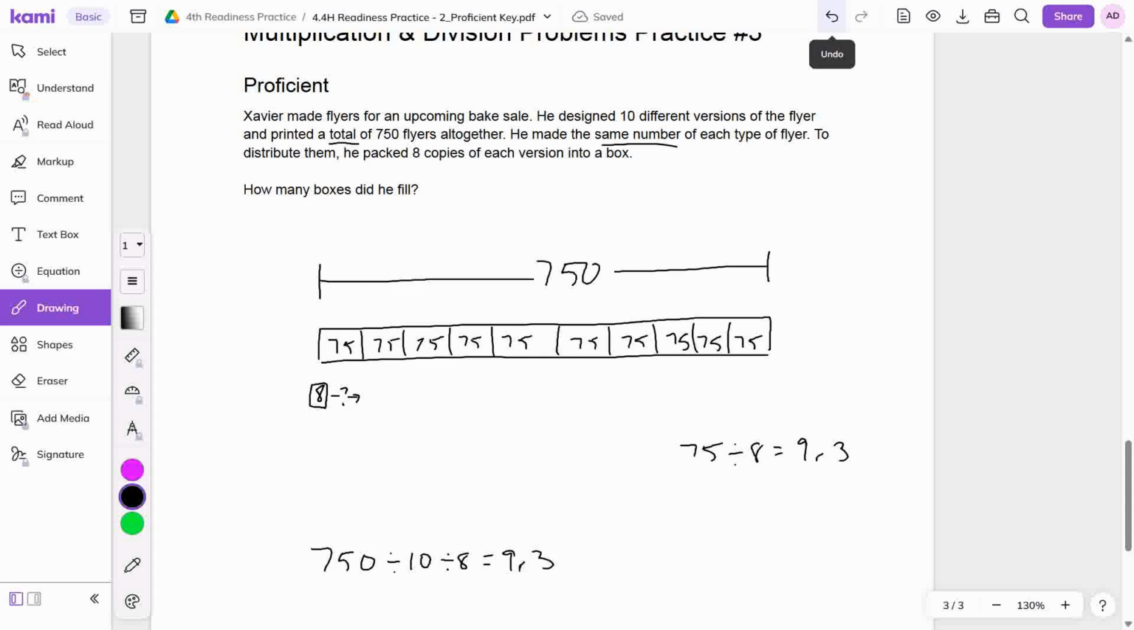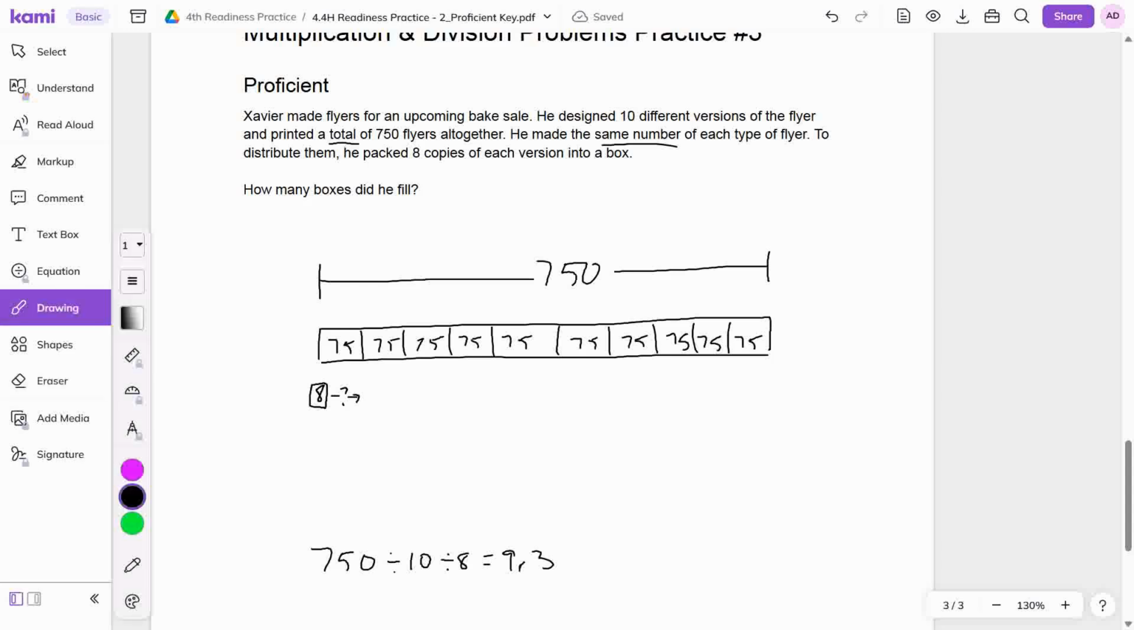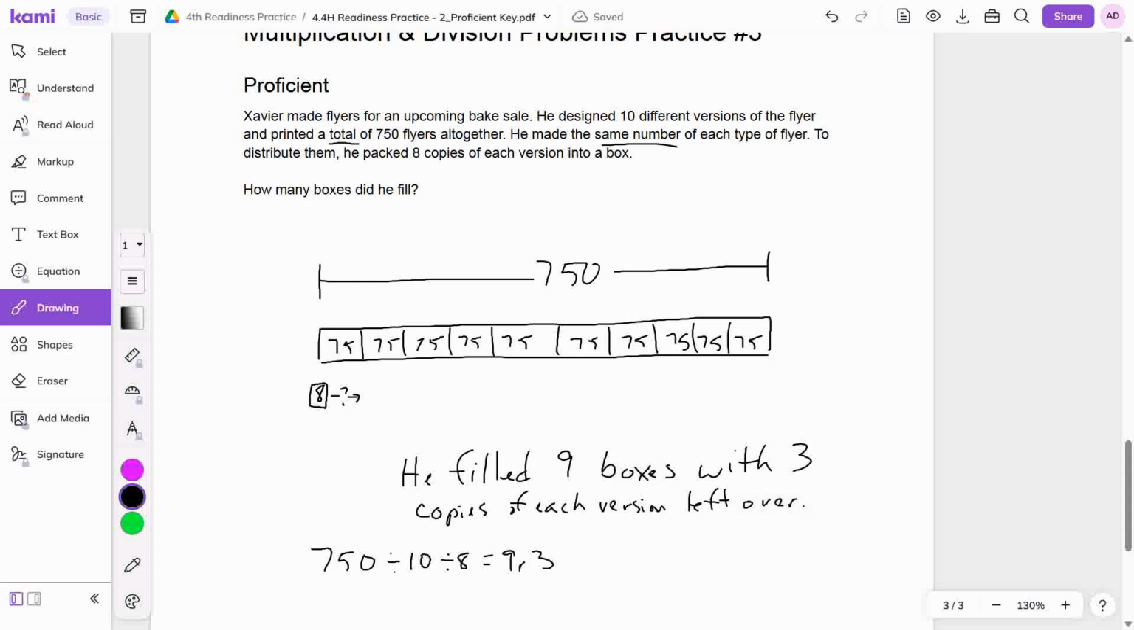And so let's go back to the question itself. What is the question asking? How many boxes did he fill? So in this case, we're not worried about the leftover. We can say he filled, since there were 8 copies of each, we can say he filled 9 boxes. And then he had 3 copies of each left over. These are each version, because each of those boxes is a different version. But he only completely filled those 9 copies.